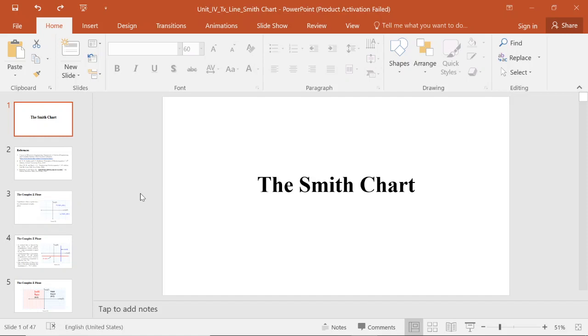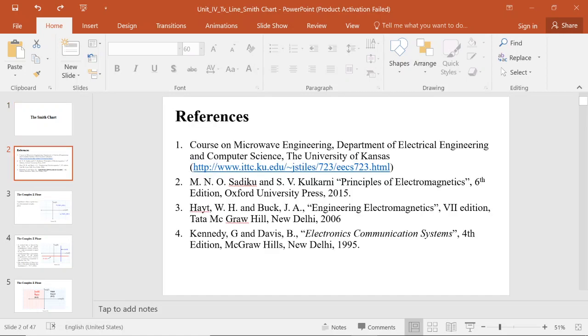So the Smith chart is a very important tool, and it is frequently used in the industry. We will start with the basic concepts, and in this lecture we will try to understand the fundamentals of this method, how it is developed, and then how we can use this chart to find the different parameters. These are the references where I have taken the concepts and the figures, so you can go through these references.